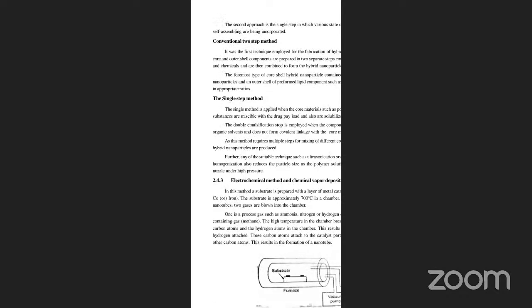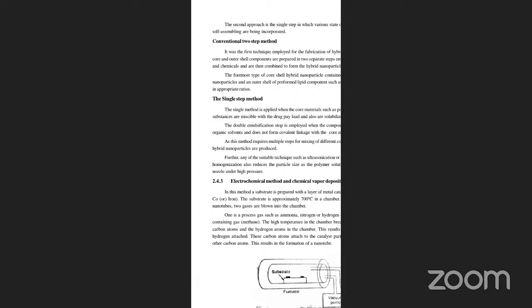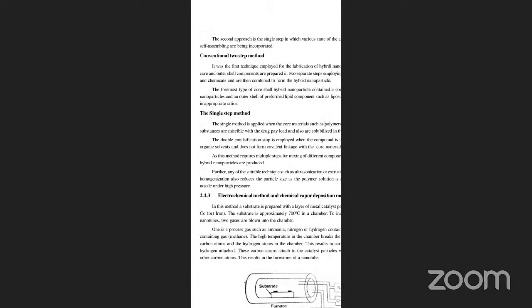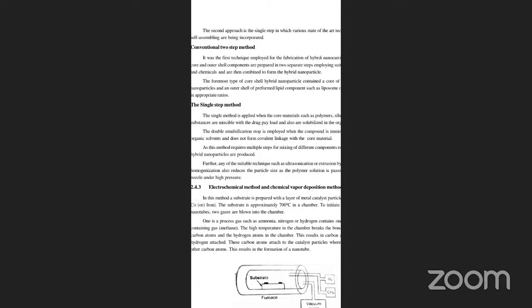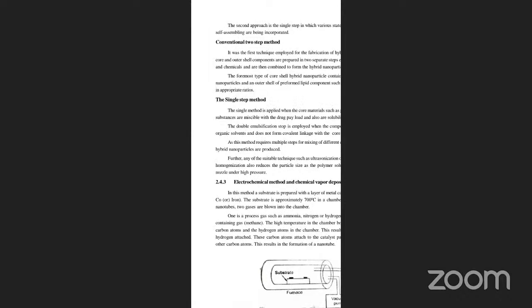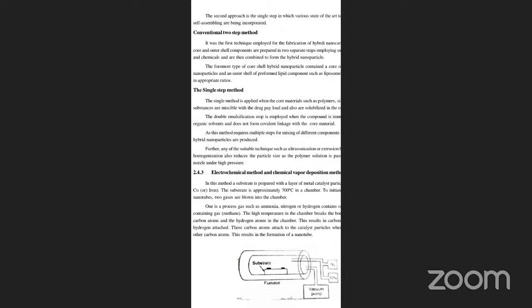Next, the conventional two-step method. It was the first technique employed for the fabrication of hybrid carriers. Here, the inner core and outer shell components are prepared in two separate steps, employing suitable polymers and chemicals, and are then combined to form the hybrid nanoparticle. The foremost type of core-shell hybrid nanoparticle contained a core of polymeric nanoparticles and an outer shell of preformed lipid components such as liposomes or lipoparticles in appropriate ratios.